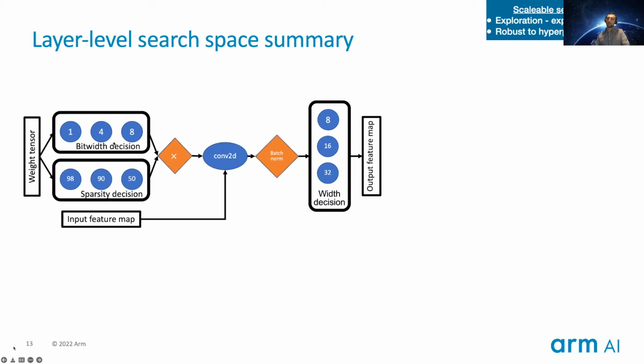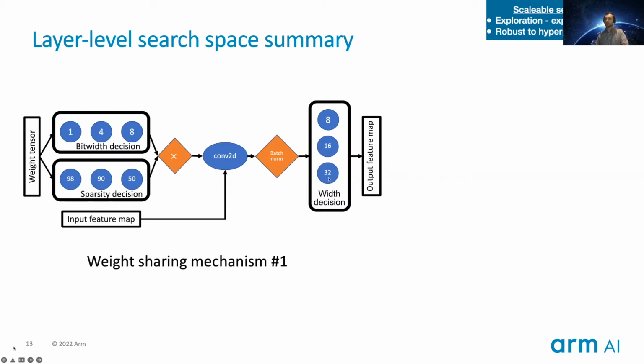So these two decisions get combined and fed into an operator. Here I'm showing a convolution operator, and then usually that goes through a batch norm, and then that leads into the third decision to be made at the layer level, which is the number of actual channels to use. Here I'm showing an example where we're choosing between 8, 16, and 32 channels for a given layer.